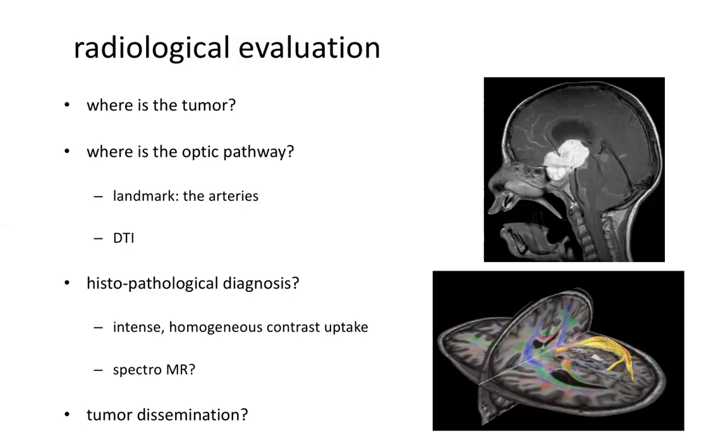Also, we ask the imaging, do we have an idea about the histopathological diagnosis? In general, in pilocytic astrocytomas, we have an intense homogeneous contrast uptake. Spectral MR can help. If we see tumor dissemination, it can be an argument in favor of a more aggressive tumor type like pilomyxoid astrocytoma.